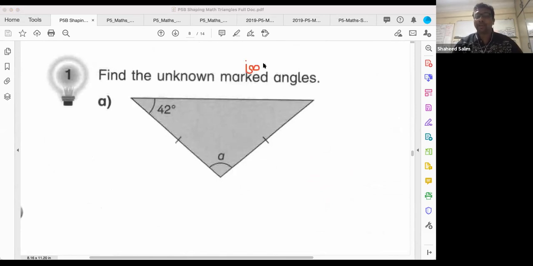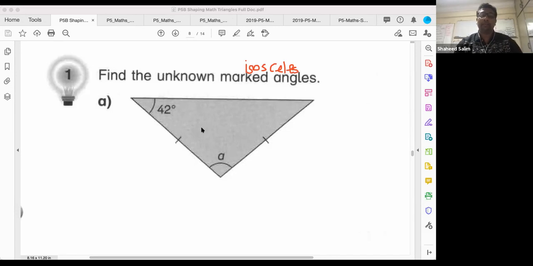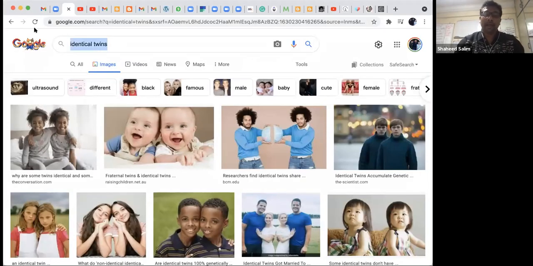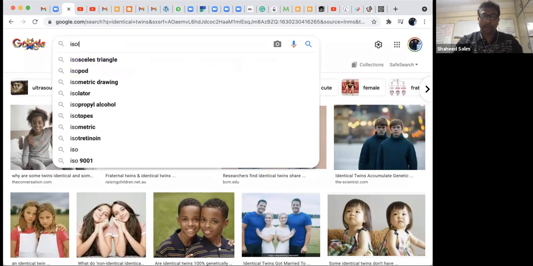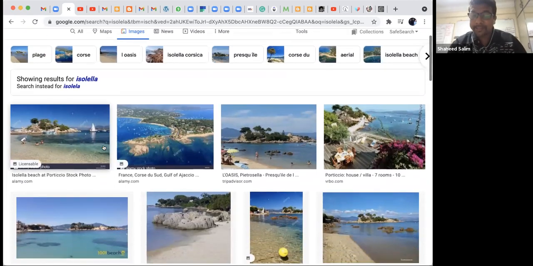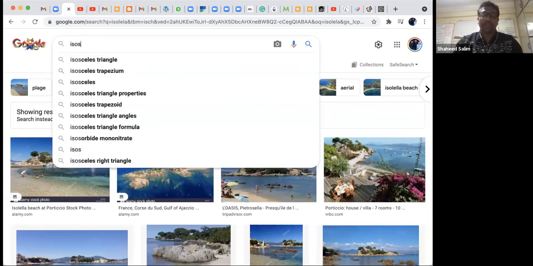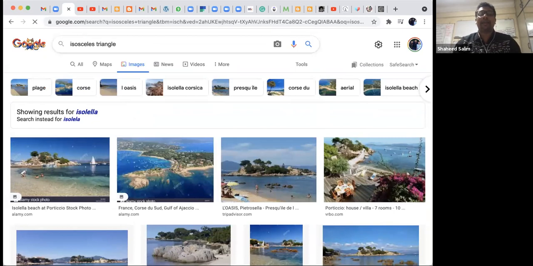Let's say we have to check out what this is. This is isosceles. There's no such thing as isolator. Isosceles. Can you see? Isosceles triangle.